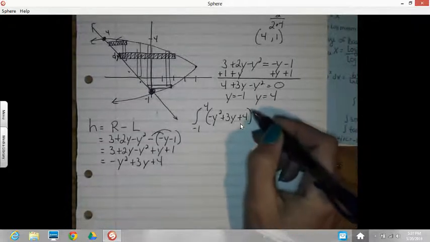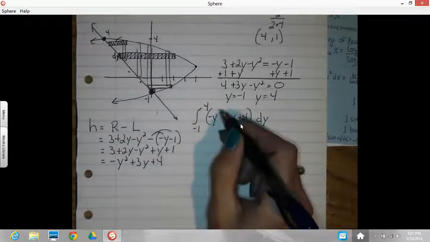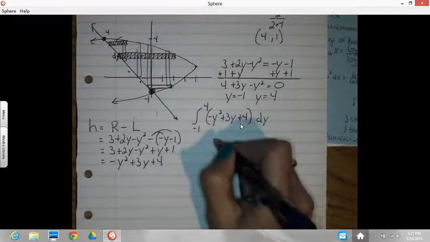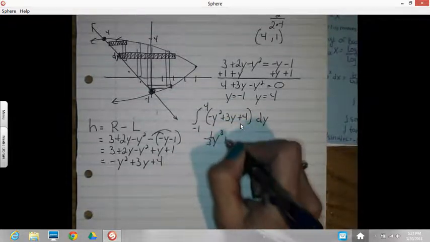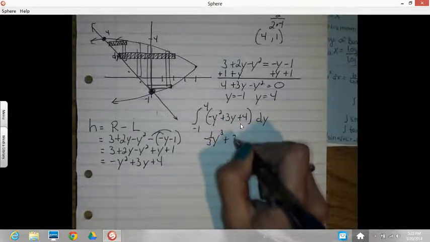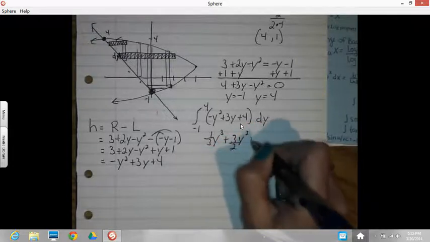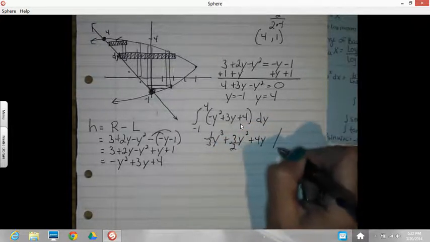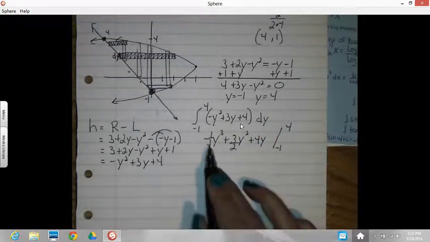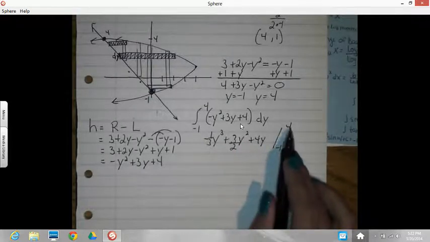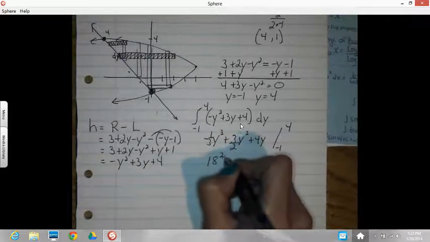So I do the little individual power rule here. I add 1 to the exponent, multiply by the reciprocal. Add 1 to the exponent, multiply by a half or divide by 2, plus 4y, evaluate from negative 1 to 4. So you can type it into your y equals, use your table, 4 and negative 1. You're going to get 18 and 2/3 minus a negative 2 and 1/6.